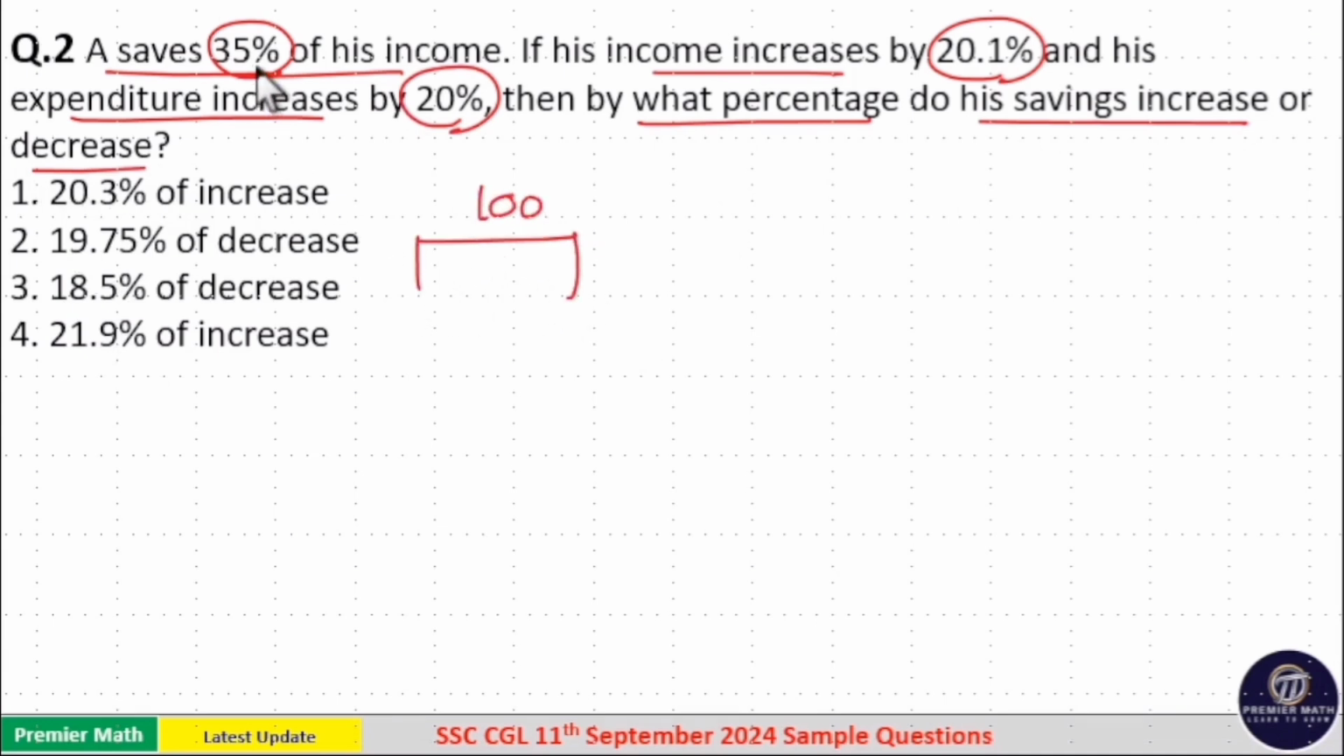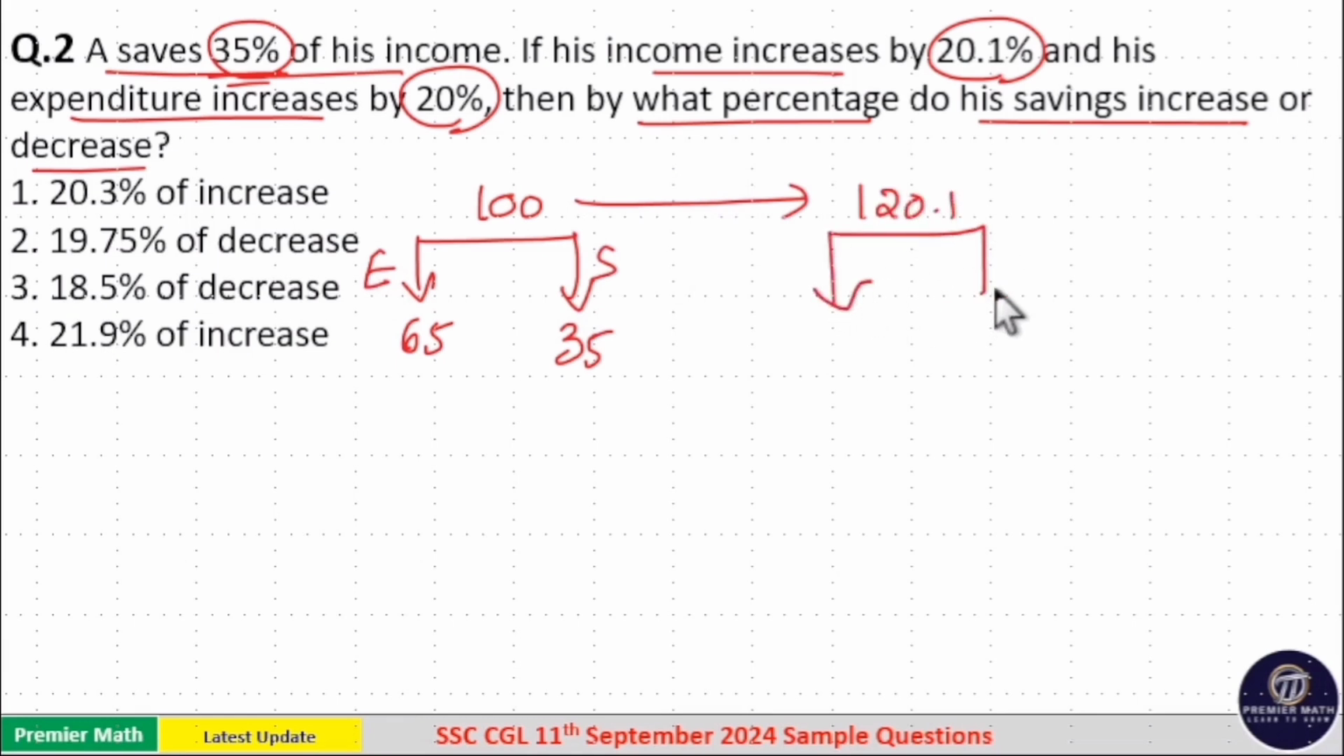Now, out of this 100 rupees, he saves 35%. That is 35 rupees he saves. Remaining 65 rupees he spent. Now his income increases by 20.1%, which means 100 plus 20.1, 120.1 is the new income.